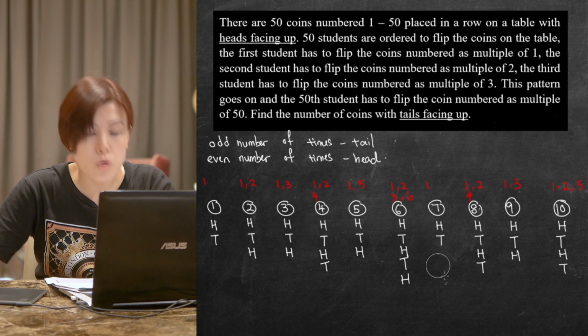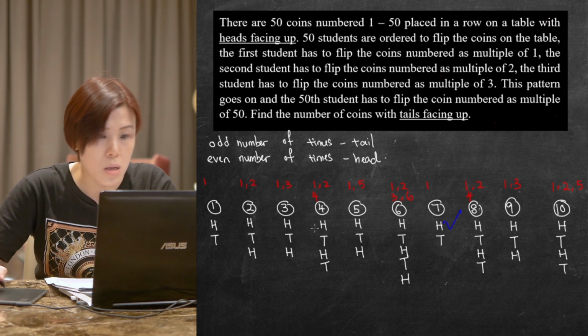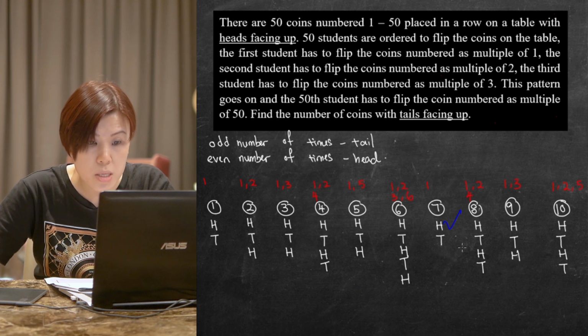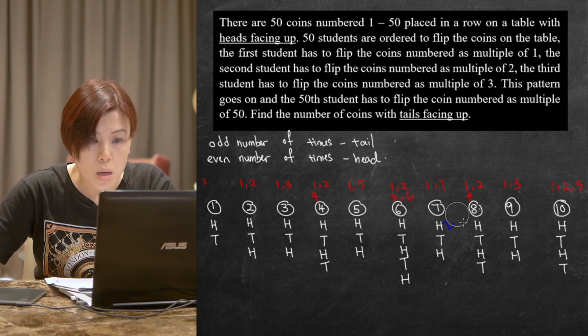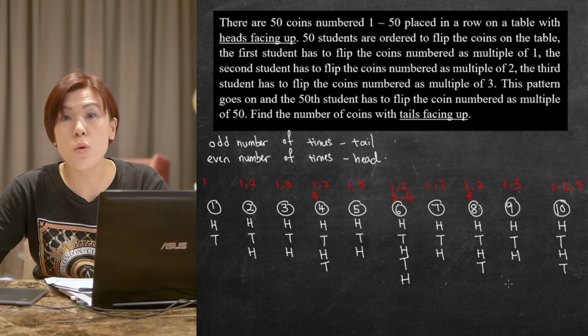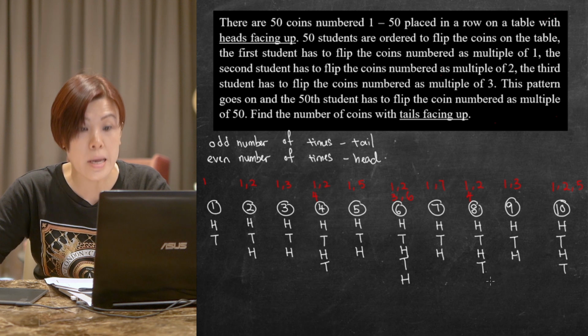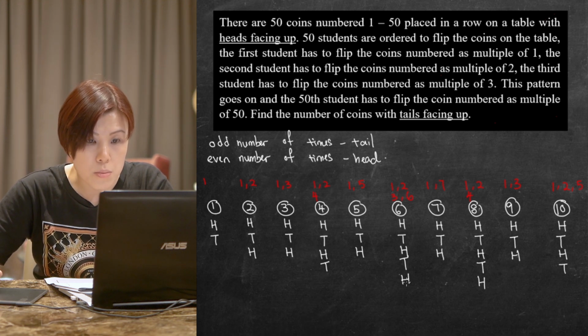Okay, then student number 7 comes to the table. There's only 1 coin he needs to flip, which is coin number 7. So coin number 7 is tail, then turns to head facing up. And I'm going to put 7 here. So student number 8, when he comes to the table, will need to flip only 1 coin, which is coin number 8. 8 is the only multiple of 8 from number 1 to 10. So coin number 8 has tail facing up, it will be head facing up now. And I'm going to put 8.